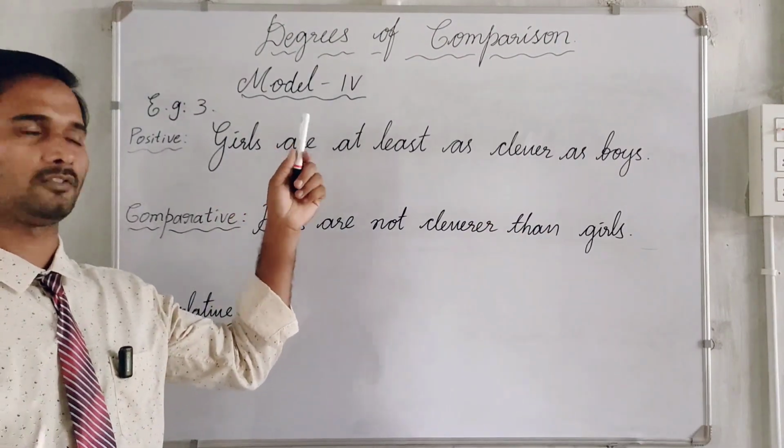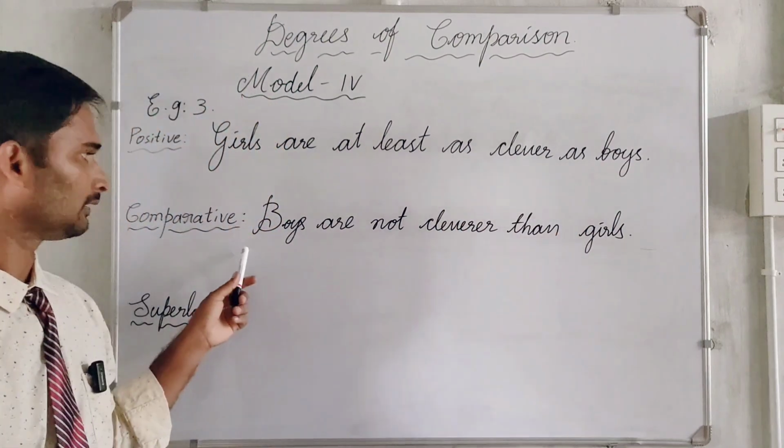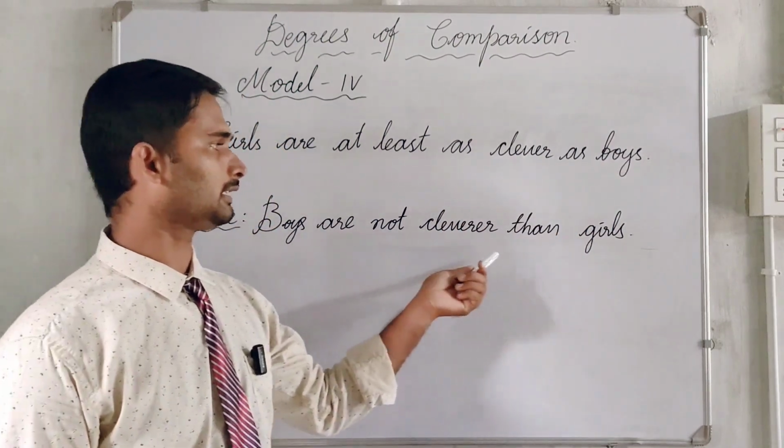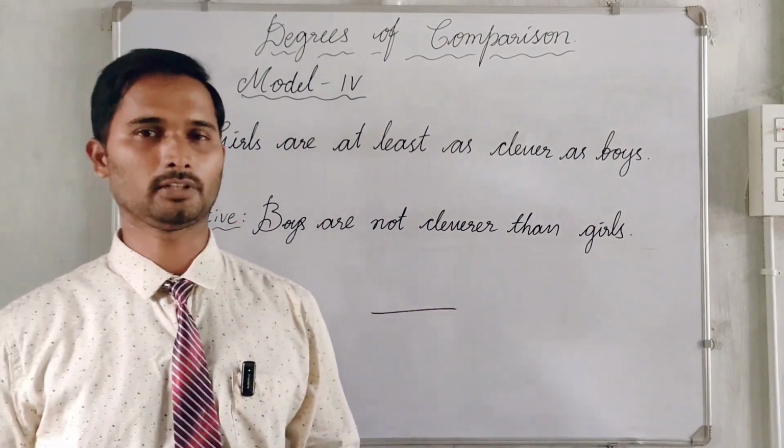Example 3 of Model 4. Girls are at least as clever as boys. Comparative form: Boys are not cleverer than girls. It has no superlative form because we compare between only two.